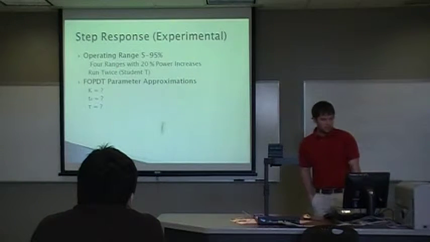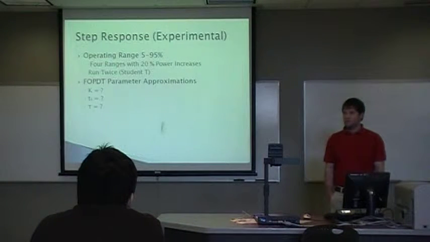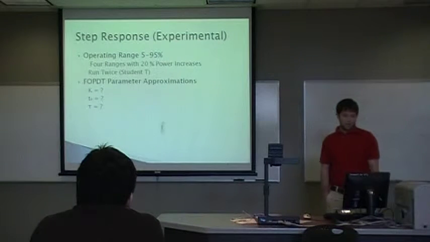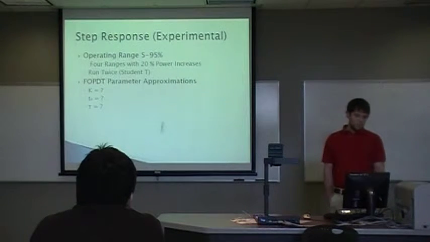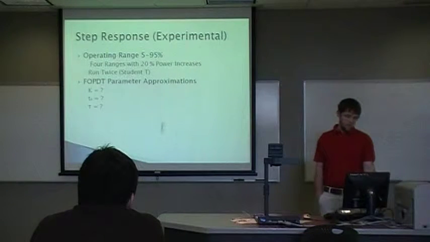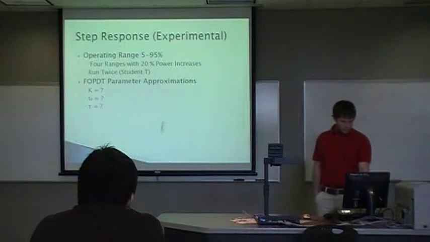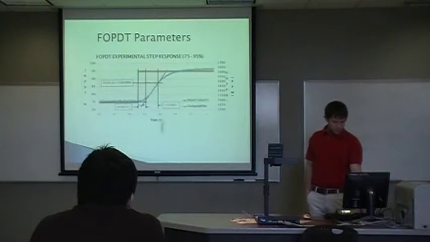Next was the step response modeling. Our operating range was again 5 to 95%. We divided it into 4 ranges since we had 4 members in the team, stepping up 20% each time. We ran each experiment twice, so that enabled us to use a student t, and we approximated the FOPDT parameters off the graph, which are the gain, time constant, and dead time.